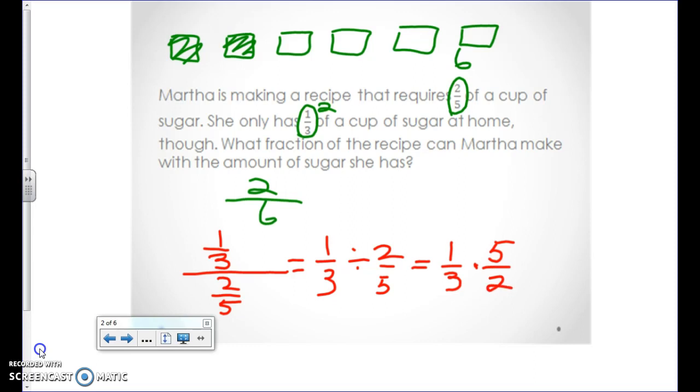And so now I would look and I would think, okay, well, is there anything to reduce? 1 and 3, 5 and 2, or cross reduce 1 and 2, 3 and 5. And in this case there is not, so I would multiply straight across, 5 over 6. So what we could say is that Martha could make 5/6 of the recipe.